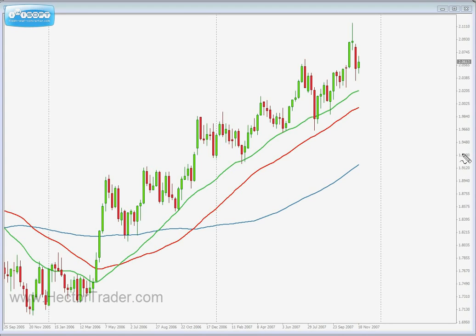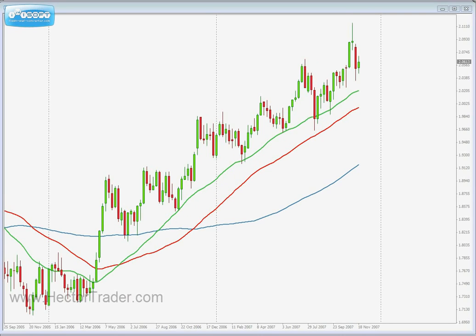Every time the bears manage to pull price down to the dynamic area of support, the bulls come into play. The bulls regain control of the situation and bang, push price to the upside. Another pullback. The bulls once again take control and basically slap the bears in the cheek, and off it goes to the upside.